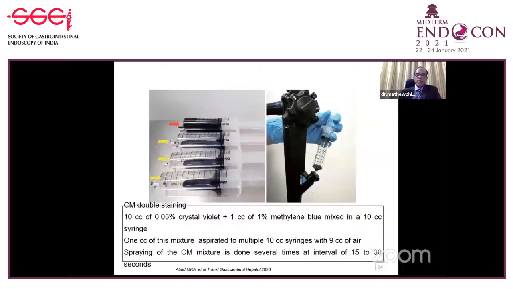Then you do the study. The stain used is crystal violet and methylene blue. You make a combination of that. You take 10 cc of 0.05 crystal violet and 1 cc of methylene blue and mix. And you take 1 ml in each syringe and 9 ml of air in that and push through the channel or through an accessory like a spray catheter. And then you put it drop by drop and see whether the area of interest is stained or not. Next slide.